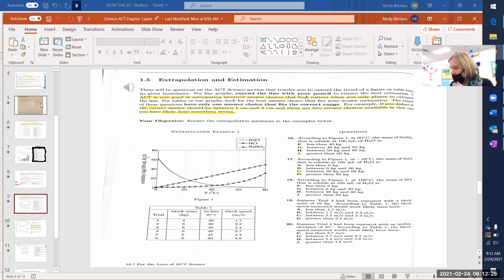All right, so according to figure 1, right? So what's your locator? All right, so at negative 10 degrees Celsius, the mass of NaCl that is soluble in 100 milliliters of water is... Okay, so let's look. So where are we going to have to extend this graph? To negative 10 degrees, right? To your left, right? And then which solution are we looking at? The locator also tells us which one we're looking at.